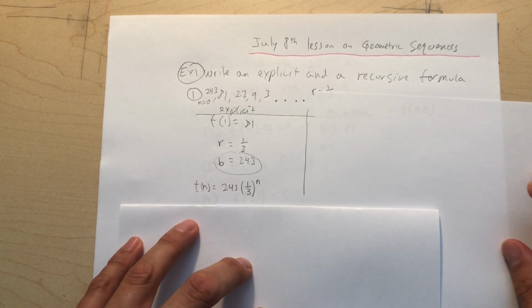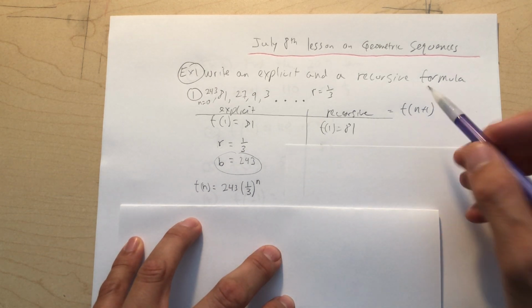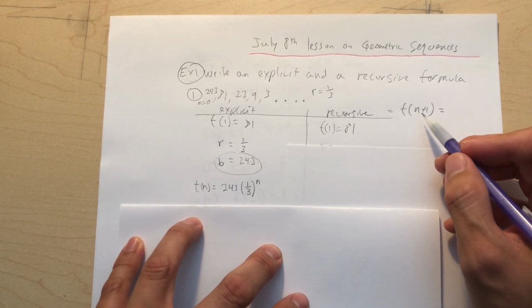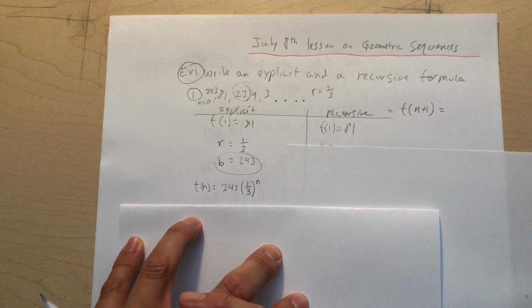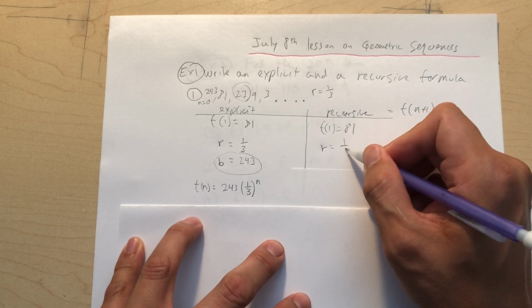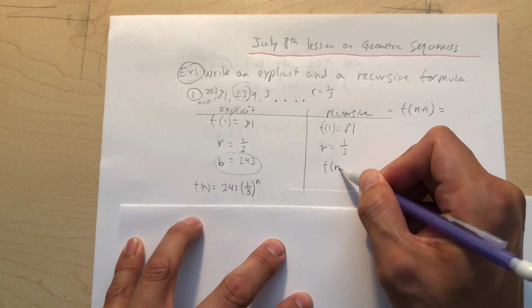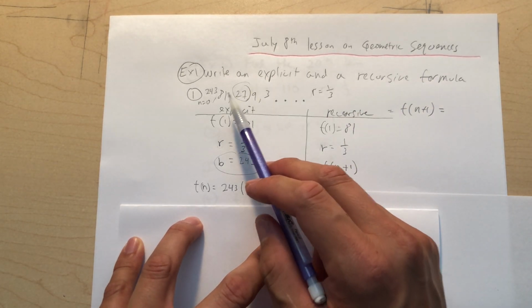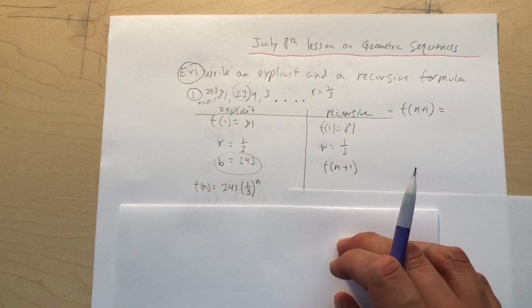Now for recursive, it sounds tricky, but it's actually a bit easier. This is our recursive formula right here. This means what's going to happen on the next number. We want to focus on the next number, which is 27. Our multiplier is 1/3. So the recursive formula tells us what is going to happen to our next number, whether it's after 81, after 27, after 9, after 3, and so on.